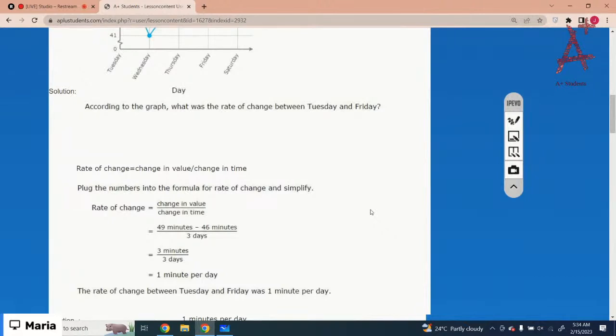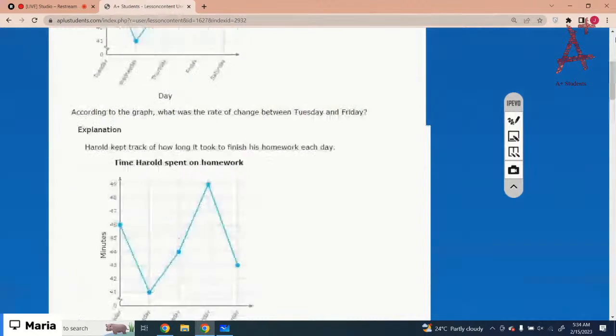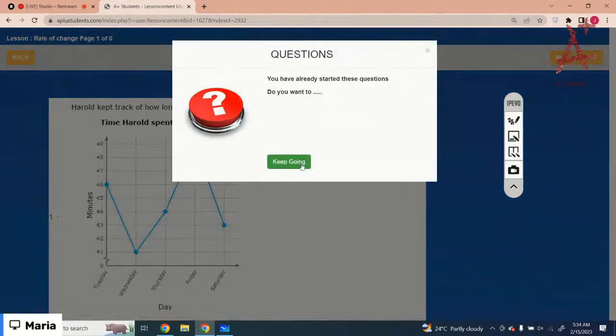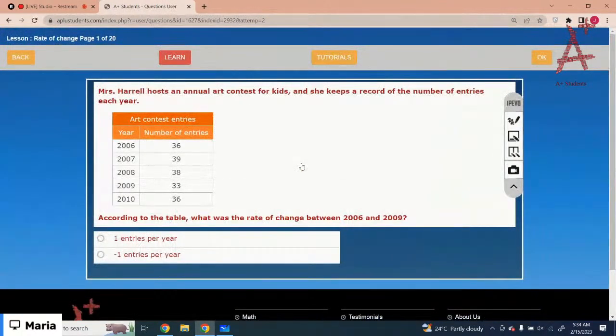Okay, let's just start with the test questions. Mrs. Harrell hosts an annual art contest for kids, and she keeps track of the number of entries each year. According to the table, what was the rate of change between 2006 and 2009?